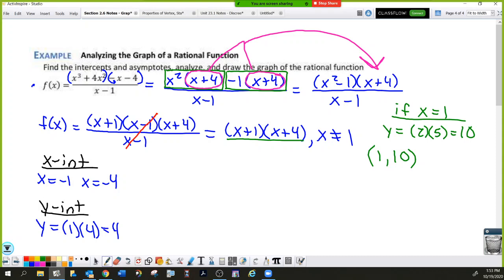Come on, active panel, please catch up with me. There. Time to sketch a graph.